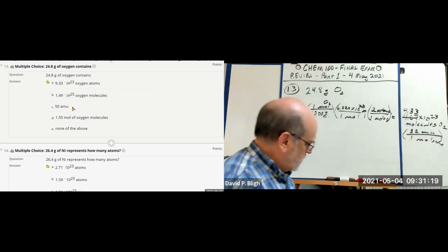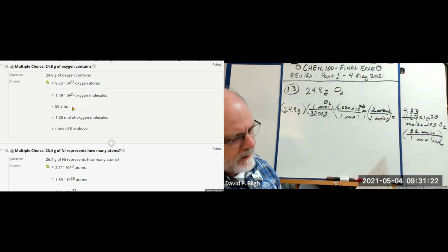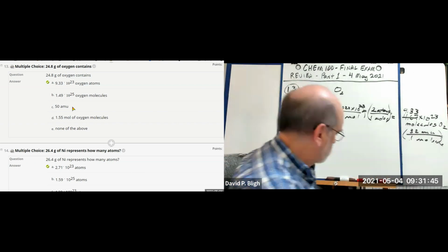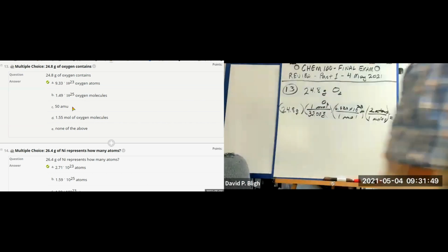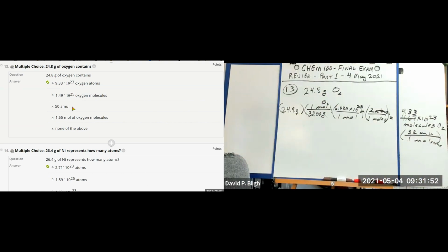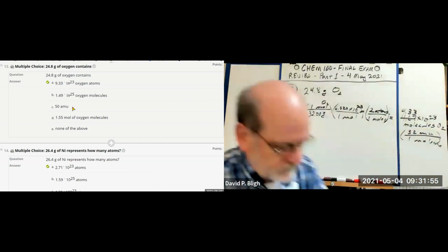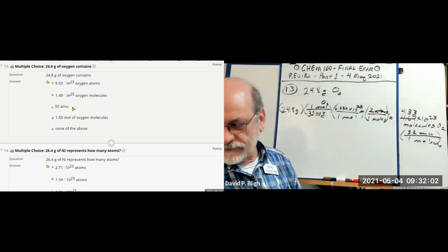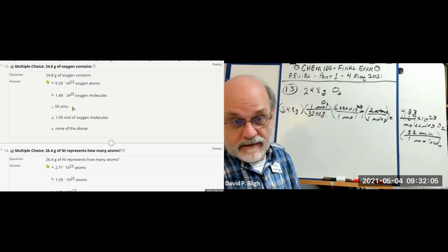50 atomic mass units would be something like, let's see. Well, there's nothing exactly like it, unless I can look for a diatomic that weighs 24. No, nothing matches. Vanadium is 50.9. So nothing matches. That doesn't work. So we're left with A as the only answer.